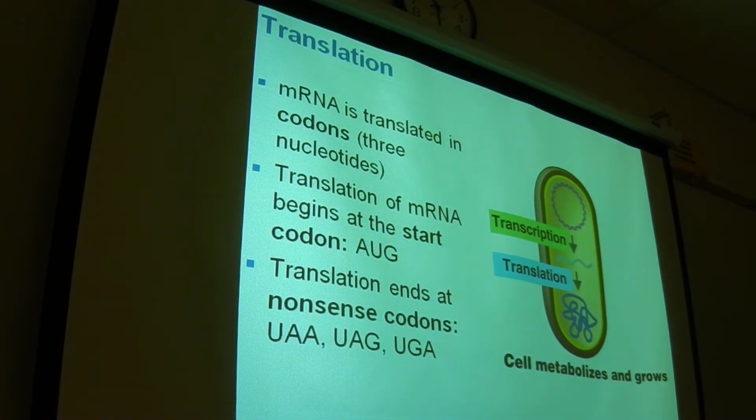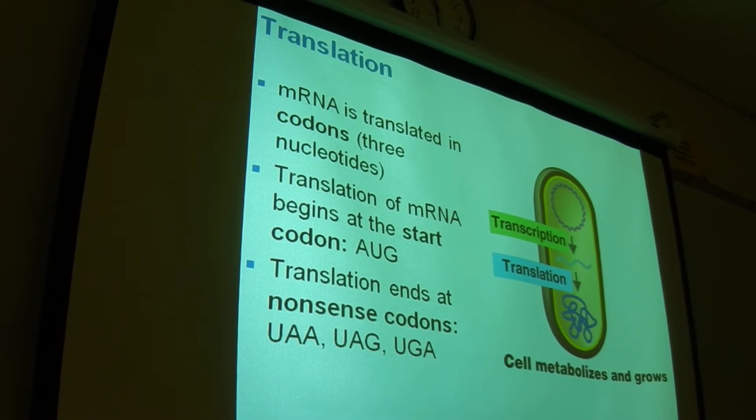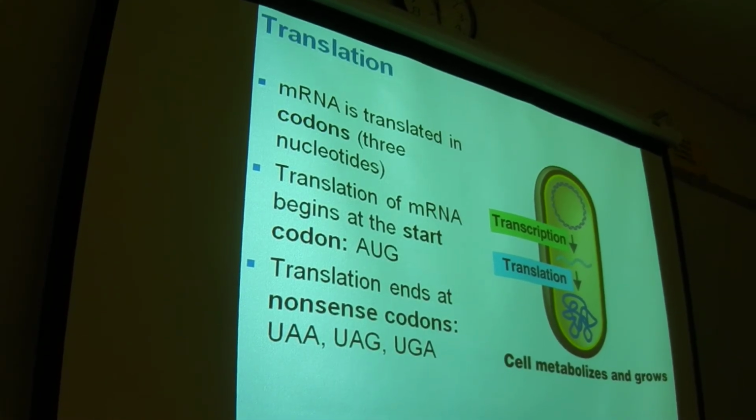Okay, so now we found a way to turn the DNA into RNA. It's with RNA polymerase. Now we'll talk about how RNA gets turned into protein. And that's called translation. So again, transcription is turning DNA to RNA, and translation is turning that RNA into a protein. So it's a two-step process of going from a gene into a protein product.